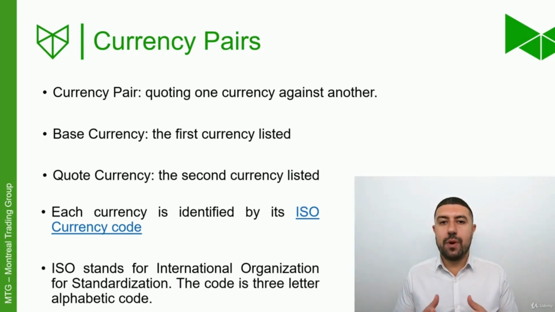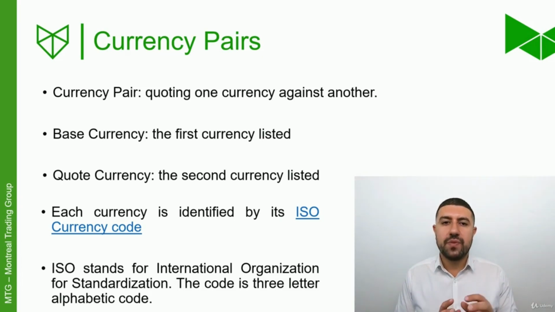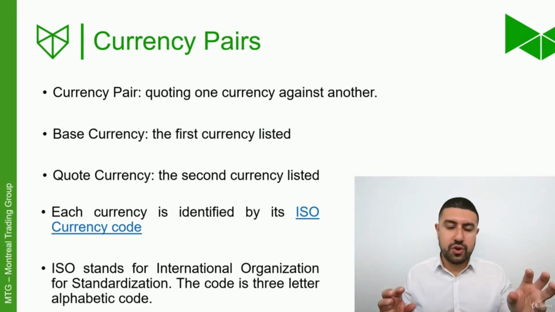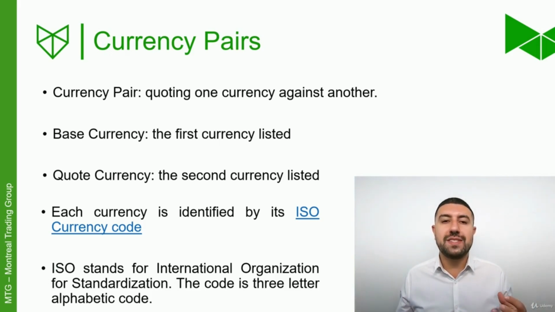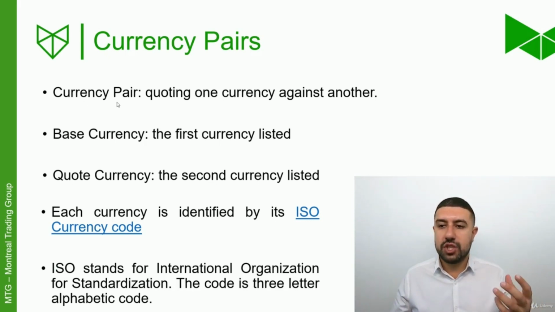So I gave an example about converting US dollars to Mexican pesos. And I said it was $1 US to 20 pesos. Well, what is that? How do we talk about this? When you talk about a currency in relation to another currency, we call this a currency pair. So you'll often hear this term. What currency pair are you trading? Which pair are you looking at? So a currency pair is just quoting one currency against another. So USD to Mexican pesos, or any combination of currencies.